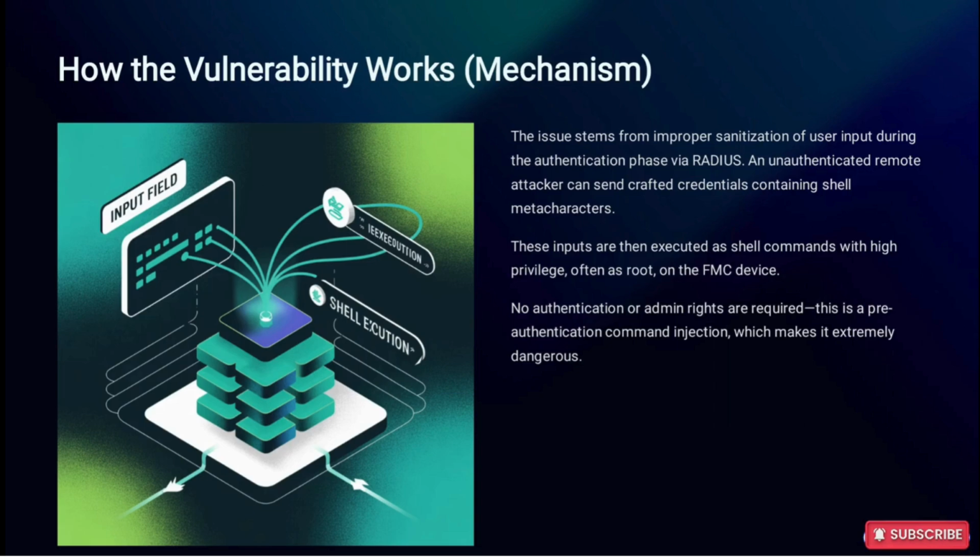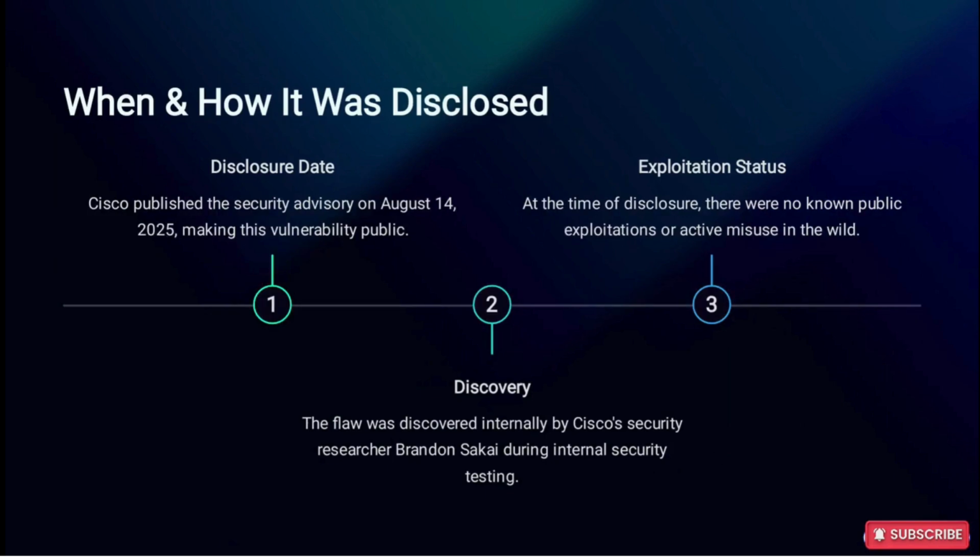That is the mechanism behind the working of the RADIUS vulnerability and how it can be exploited by a threat actor. Now, when and how was it disclosed? Cisco published the security advisory on August 14, 2025, making this vulnerability publicly available. The second timeline is the discovery. The flaw was discovered internally by Cisco security researcher Brandon Sakai during internal security testing. At the time of disclosure, no public exploitation or active misuse of this vulnerability had been observed.